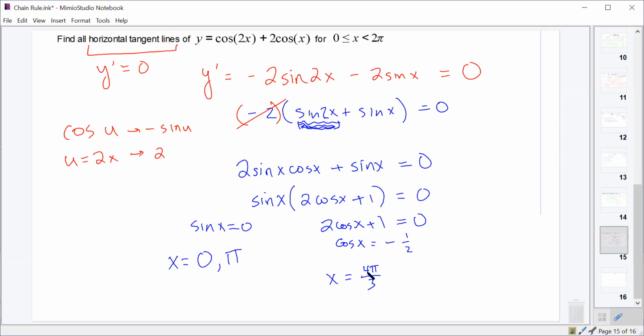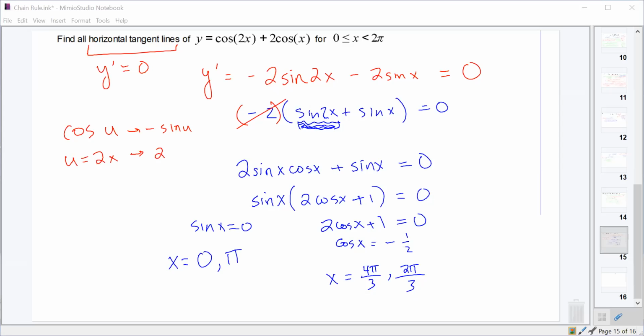4 pi over 3 is one of them, but not 11 pi over 3. So 4 pi over 3 is in the third quadrant. We also need an angle in the second quadrant. These are values that you should all know. 2 pi over 3. So we have 4 places where this function has horizontal tangent lines on the interval from 0 to 2 pi.